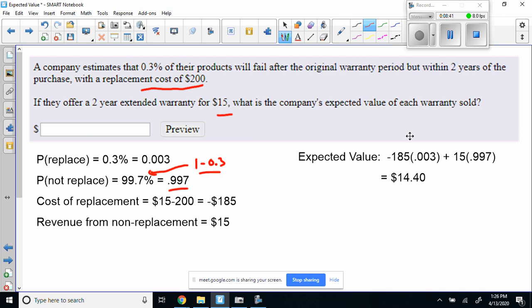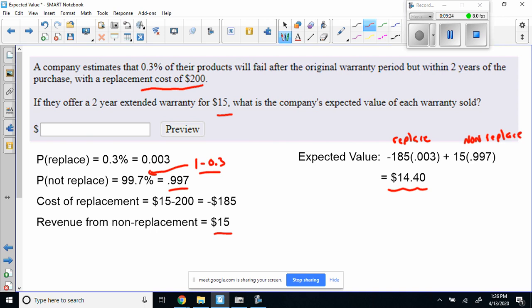Now the expected value would be this. This right here would be if we had to replace: negative 185 times the 0.003, plus if we don't replace, that'd be the $15 times the 0.997. Well, if you multiply those and add them together, the company would still have an expected value of $14.40 for every warranty that they sell. Their expected gain would be that much.